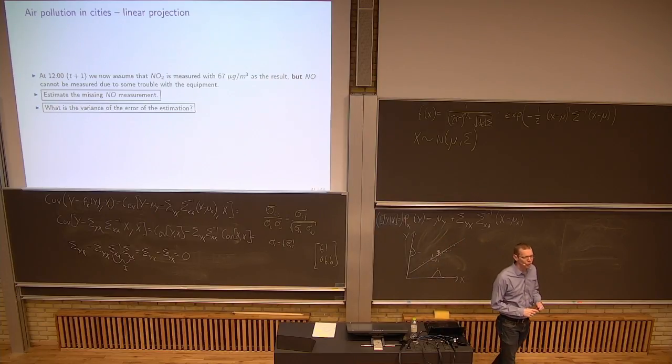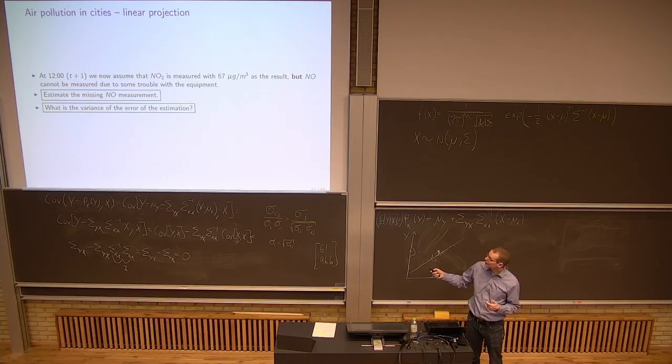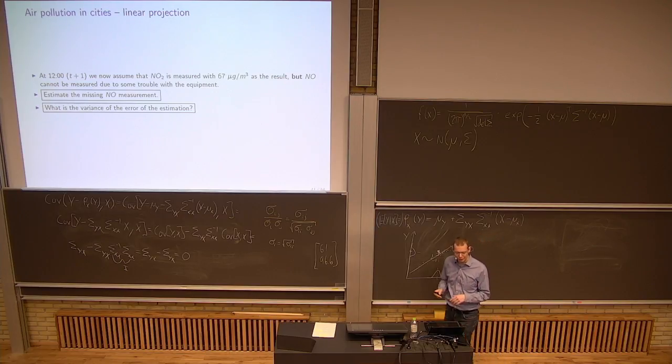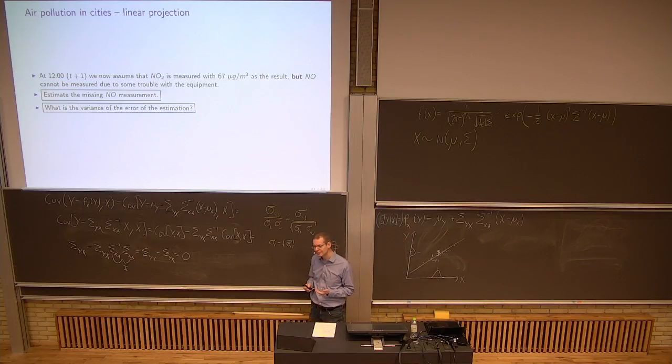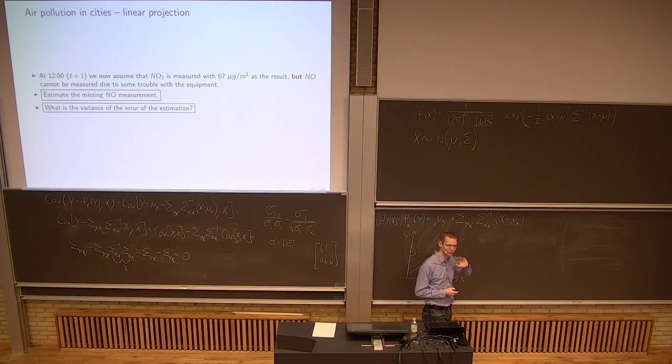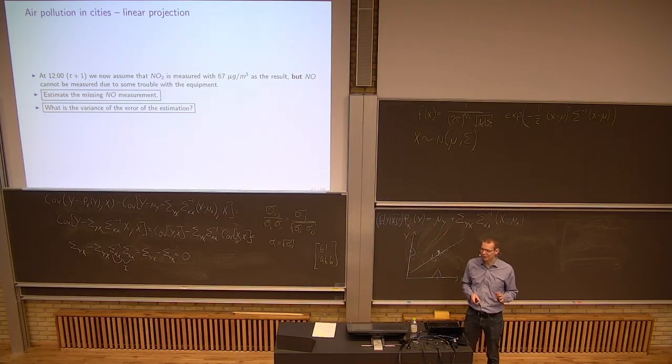Now, at noon, what happened was that they did observe the first state, NO2, to be 67 as a result, but they did not measure the nitrogen oxide due to some measurement error. That's just life. Any one of you who have worked with real data, real sampling things, there's always sometimes something happening. Loss of power, loss of something. Someone made a bug in the code. I think we've all been there.